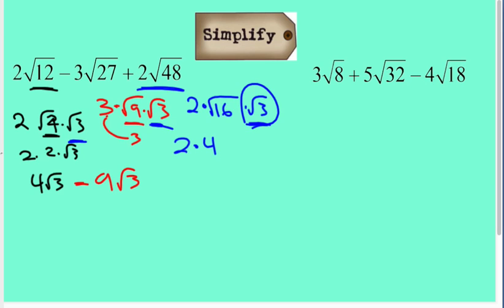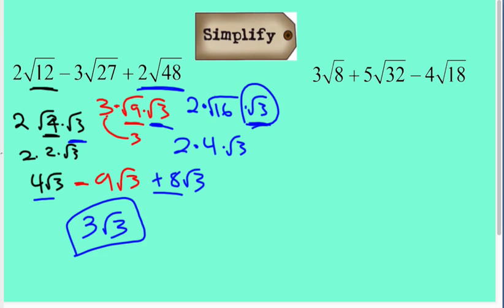So that's going to be 2 times 4 times square root of 3. So that's going to be plus 8 square root of 3. So 4 and 8 is 12 minus 9. Final answer, 3 square root of 3.